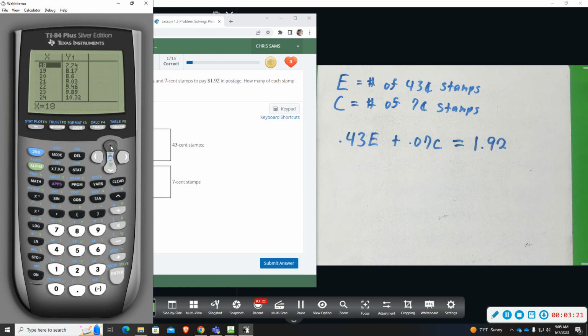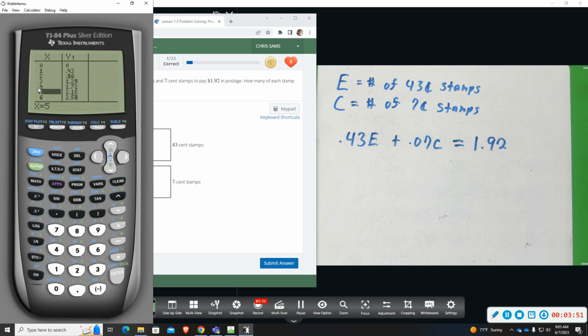So what this is doing, it's saying if you use one stamp, I'm just looking at these numbers. So if I use one stamp, it's going to cost 43 cents. 2 stamps, it's going to cost 86. 3 stamps, it's going to cost 129. Okay, and then if I use 4 stamps, I'm at 172. And if I use 5 stamps, that's too much, because we only go up to $1.92.